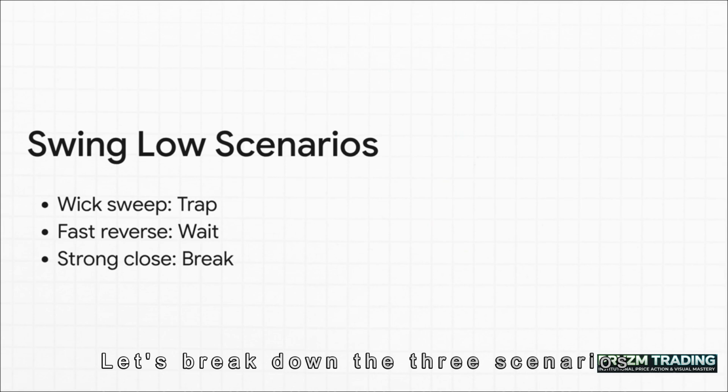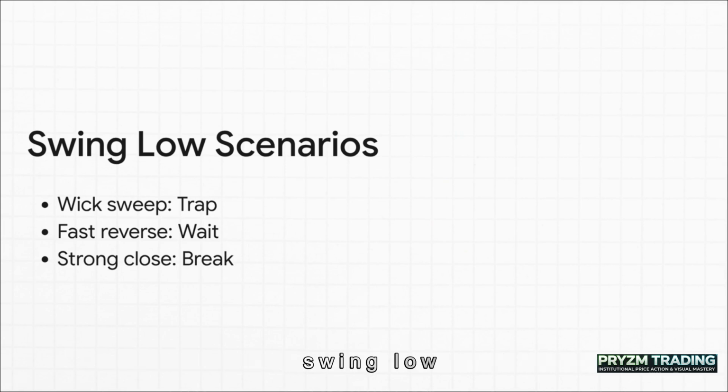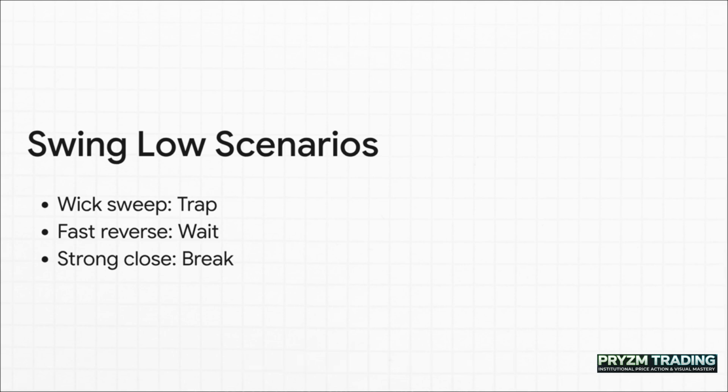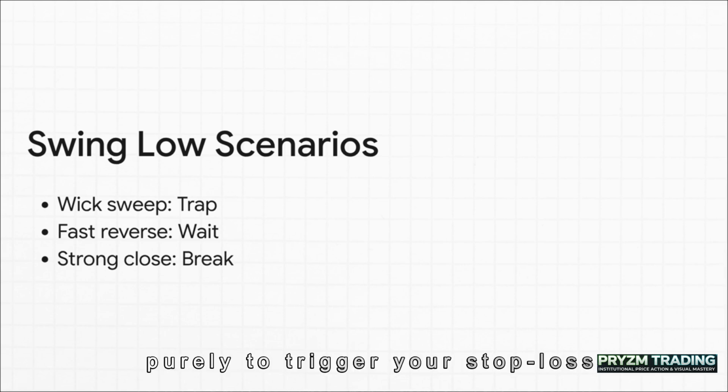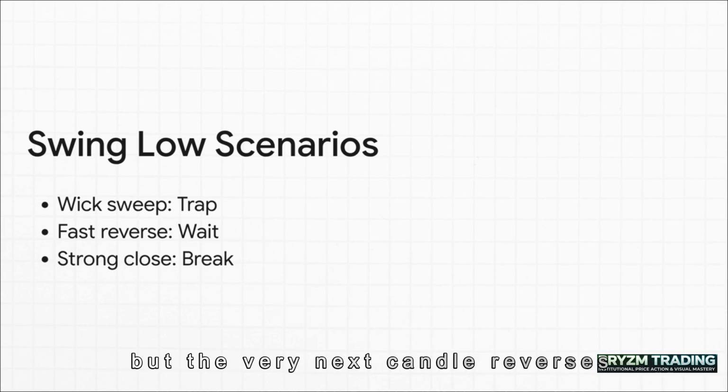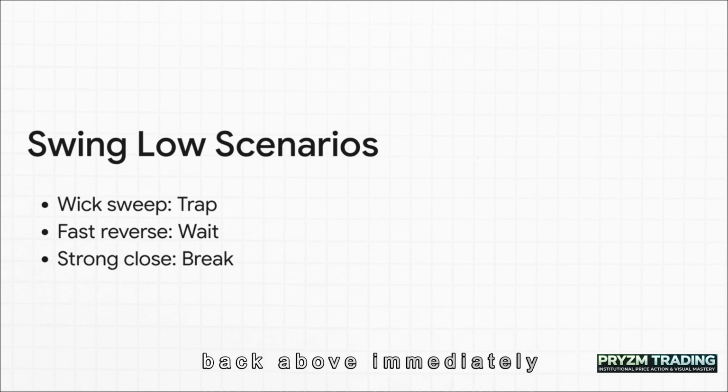Let's break down the 3 scenarios that can happen at a critical swing low. Scenario 1, price wicks below the low but closes back above it. That is a liquidity sweep. It's a trap. Institutions push the price down purely to trigger your stop loss and fill their own buy orders. Scenario 2, price closes below, but the very next candle reverses back above immediately. This is highly suspicious. You've got to wait.